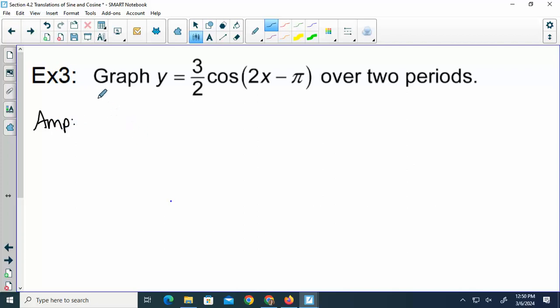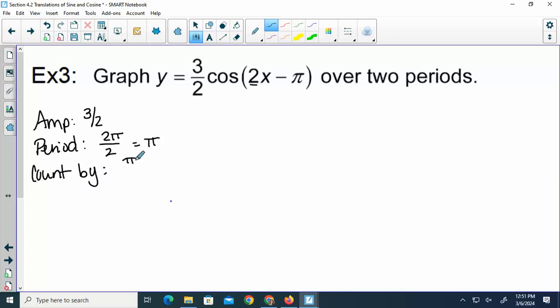So amplitude. Period: 2 pi divided by the coefficient of x, which is 2. We get pi. Count by period divided by 4.